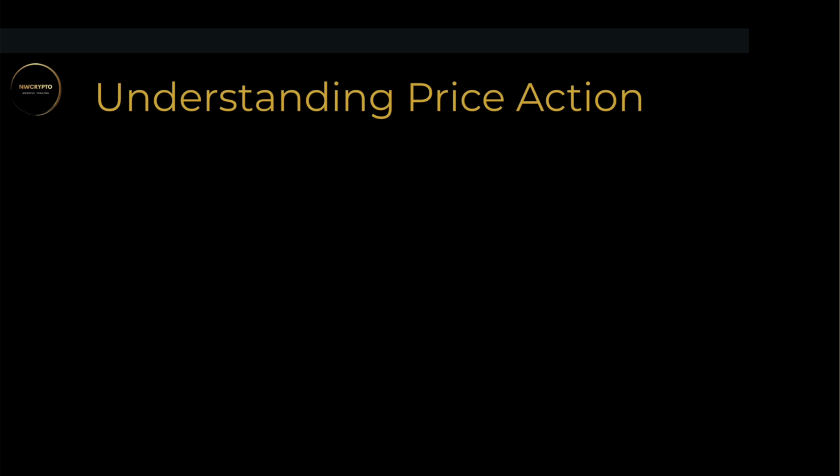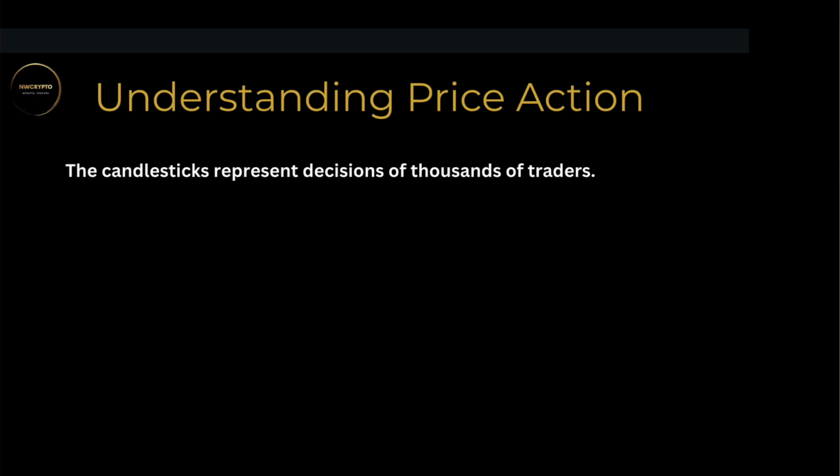So now a next part, and then we will see this in live action on the charts, is understanding price action. The candlesticks we just talked about represent something. Behind these candlesticks are the decisions of thousands, maybe hundreds of thousands, maybe millions of traders in the specific time frame. They show you a compressed version of all those decisions. It's not just a line or a stick we see on the chart. There are real decisions behind that.